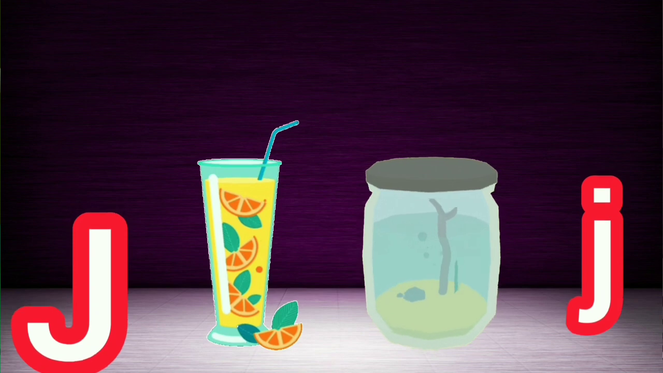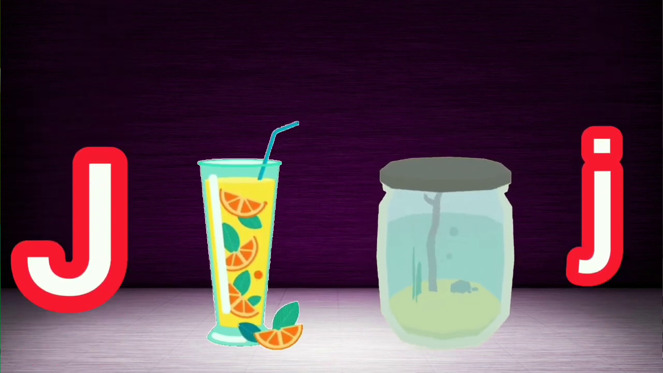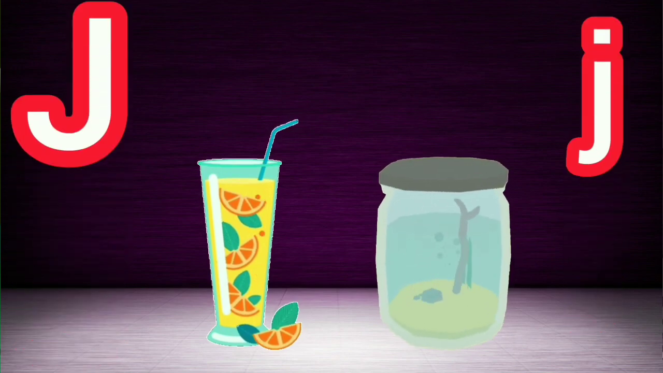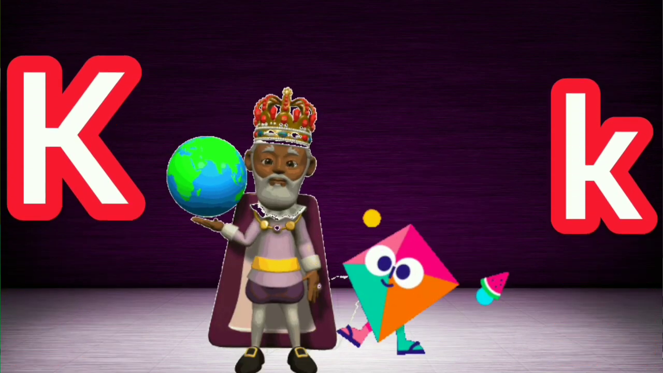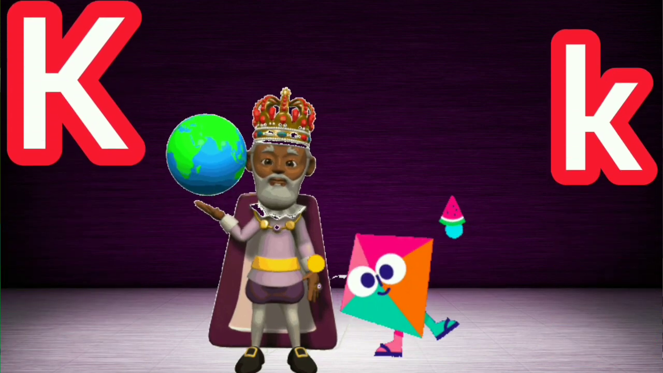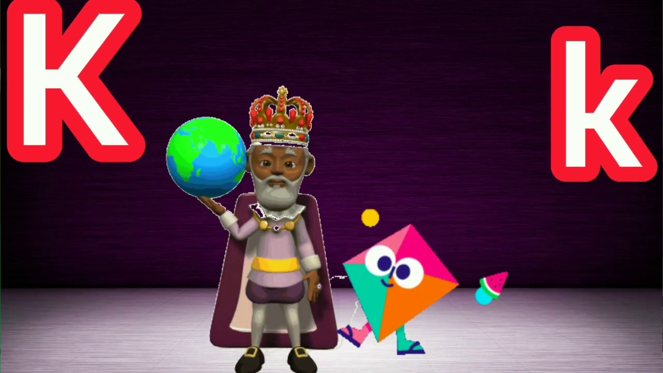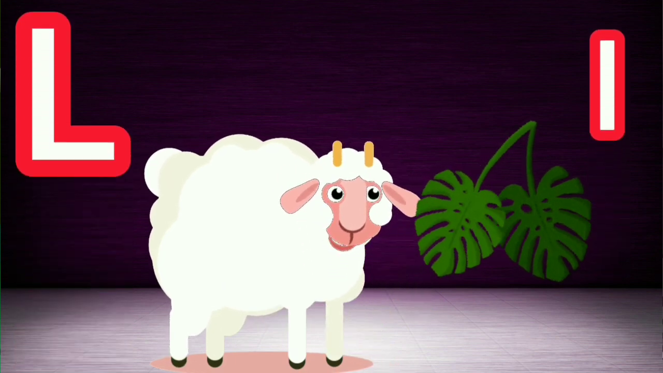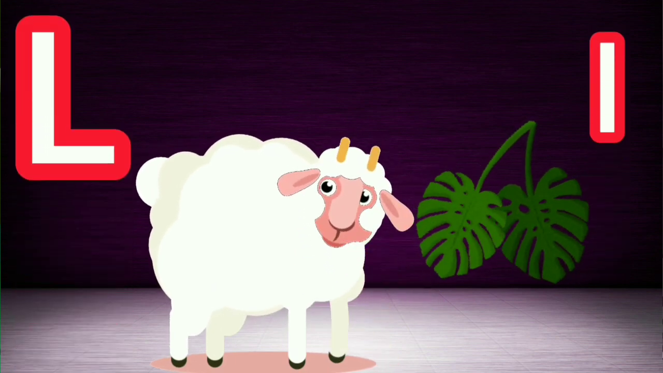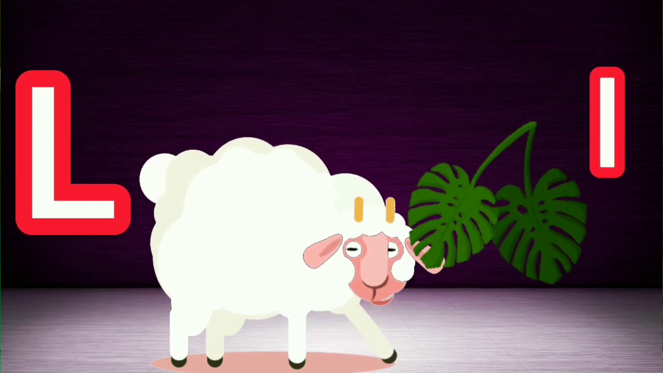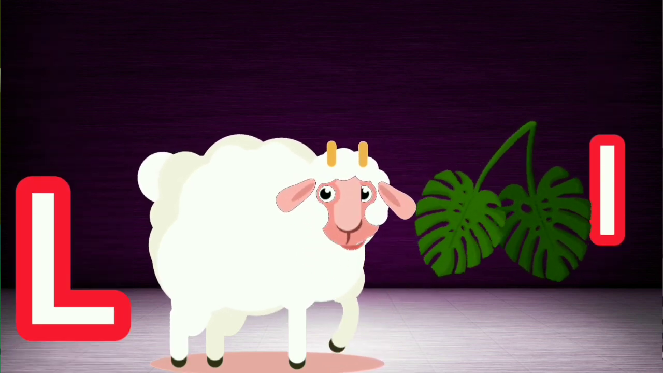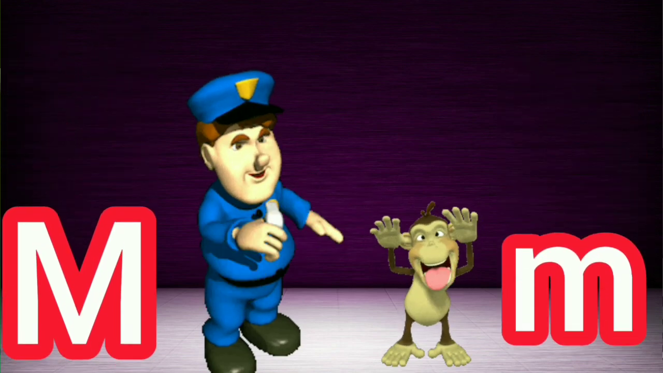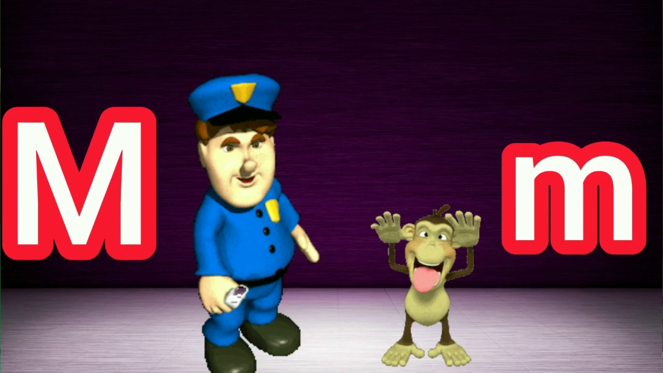J for juice, J for jar, J J J J J J. K for king and K for kite, K K K K K K. L for lamb, L for leaf, L L L L L L. M for man and M for monkey, m m m m m m.